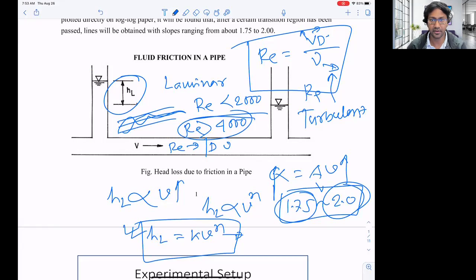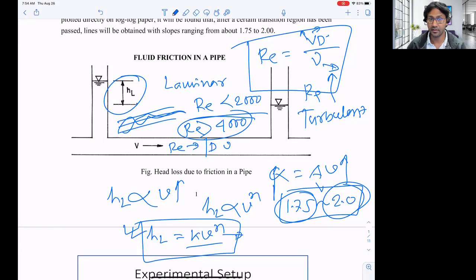We'll check: if the flow is laminar, then we have a different equation. If we have a Reynolds number greater than 4000, then we'll have a different one, right? It will be like this. We have to be able to use this equation. So these are the major equations we'll use in this experiment.